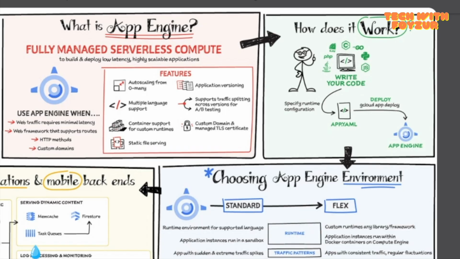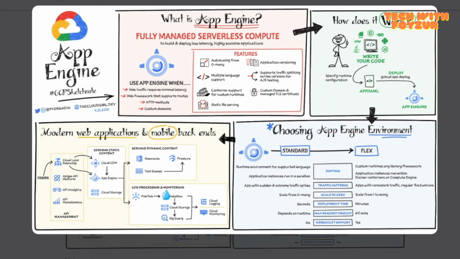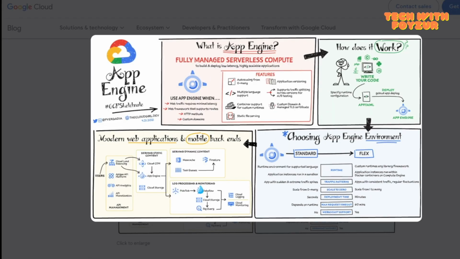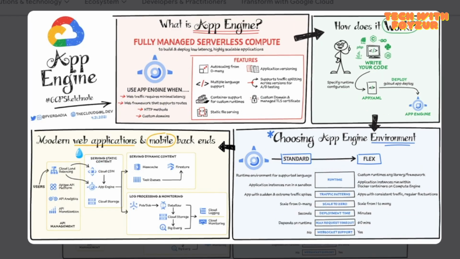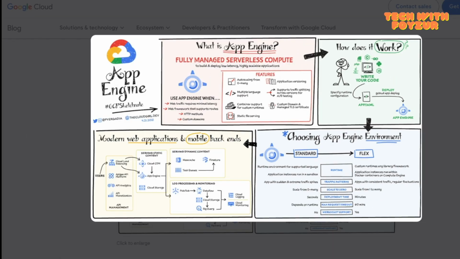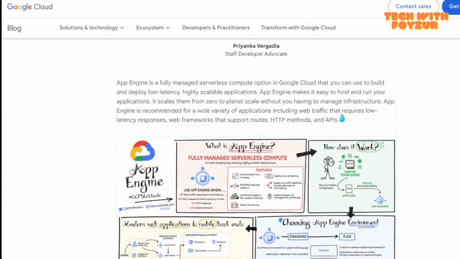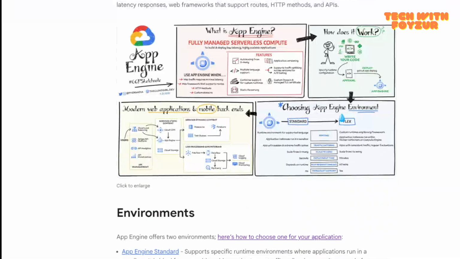So what you could do, you can actually build your monolith application. At this point, you can also bring your microservices application. For modern web applications and mobile backends, this is a great platform. Yes, you got a pretty good idea about it. And here is a blog. It tells you pretty much everything.